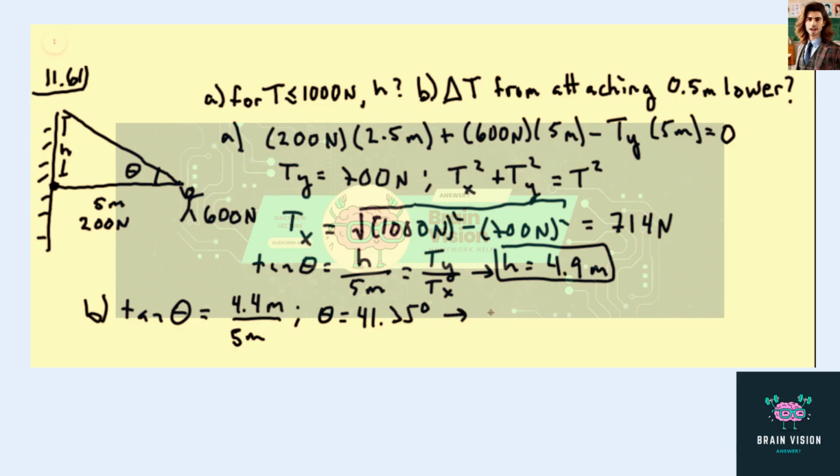And so we have that the total tension is the y component divided by the sine of theta, because the y component is the total tension times the sine of theta. And this will be 1,060 newtons. So the change in the tension is 60 newtons.